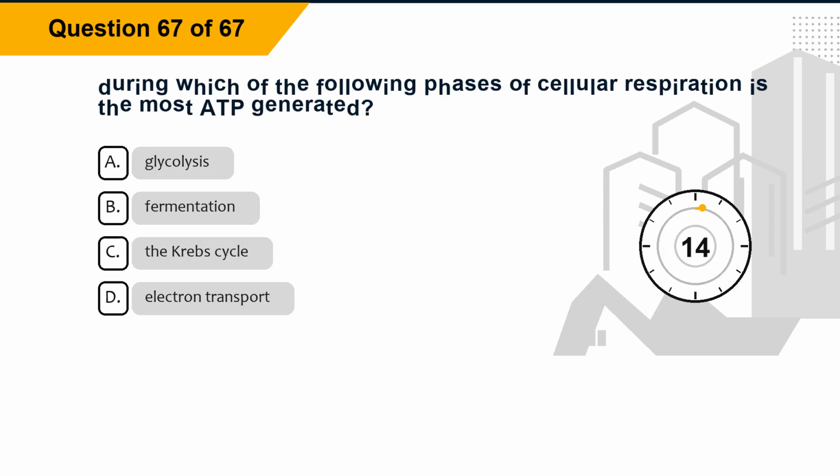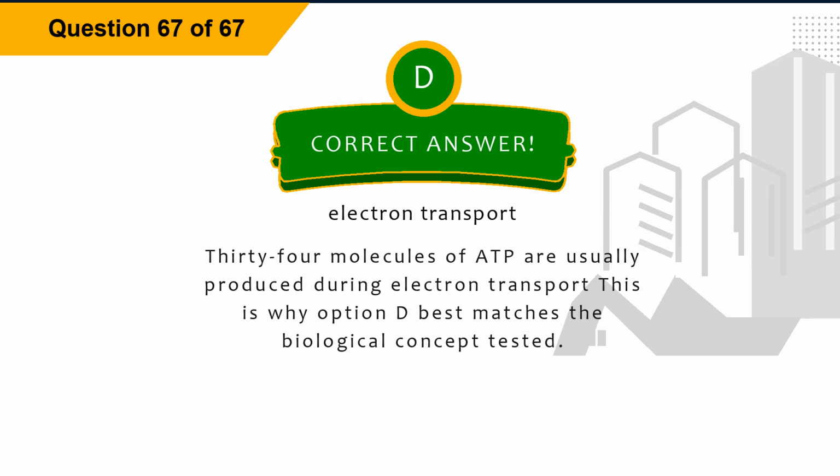Question 67. During which of the following phases of cellular respiration is the most ATP generated? Option A, glycolysis. Option B, fermentation. Option C, the Krebs cycle. Option D, electron transport. The correct answer is option D, electron transport. Explanation: 34 molecules of ATP are usually produced during electron transport. This is why option D best matches the biological concept tested.